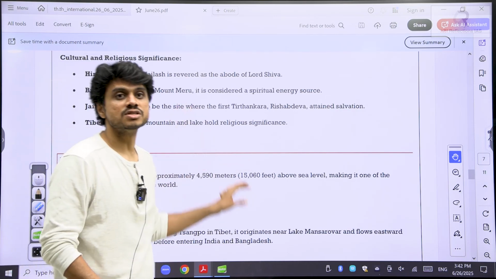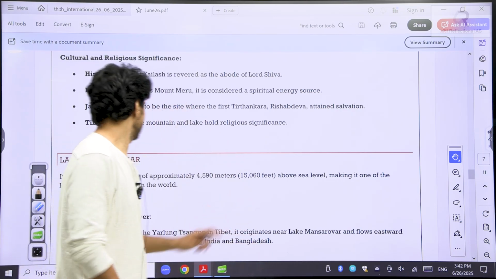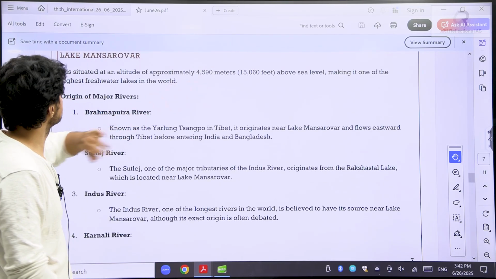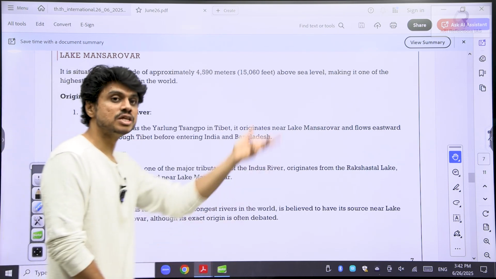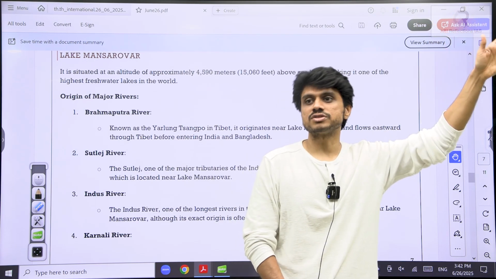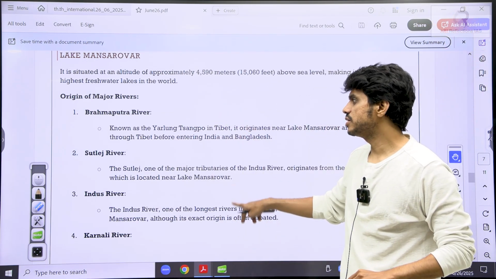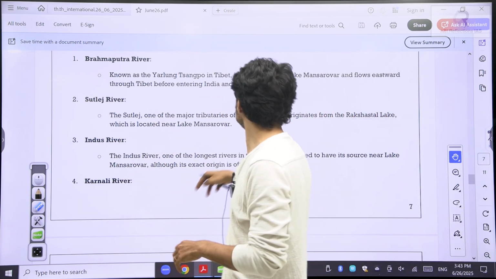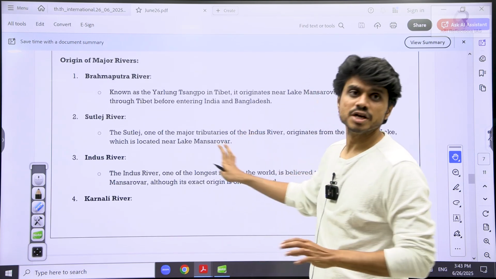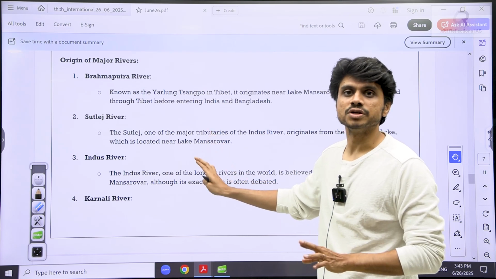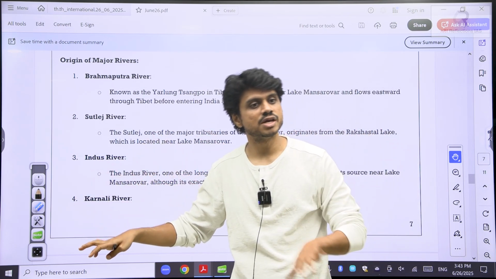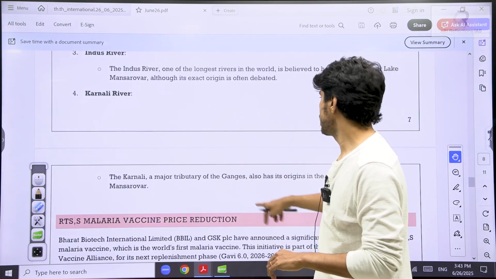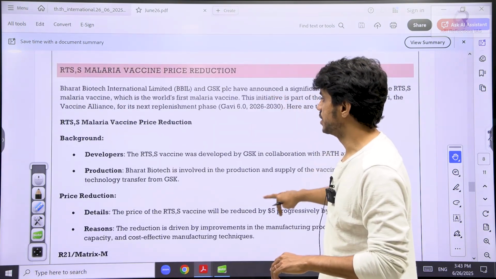Near Mount Kailash, there is the Lake Manasarovar. This is a large freshwater lake, 15,000 feet above sea level, the highest freshwater lake. Many rivers originate nearby: the mighty Indus, Brahmaputra, Satluj, all originate near Manasarovar. It is very important. Many rivers originate from the nearby areas. Important for mapping locations, friends. The Karnali River that flows in Nepal also has an area in this.